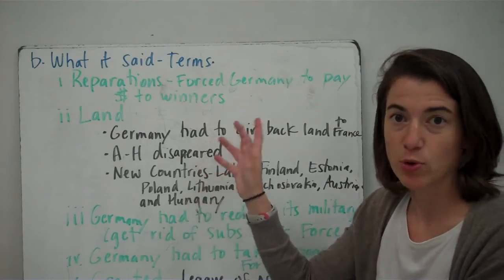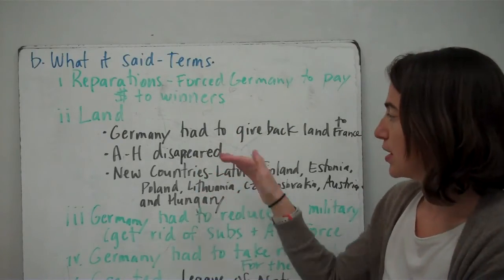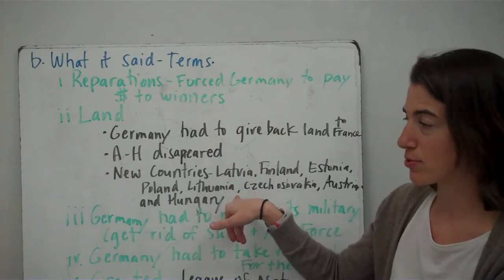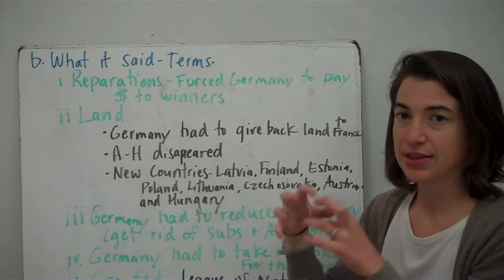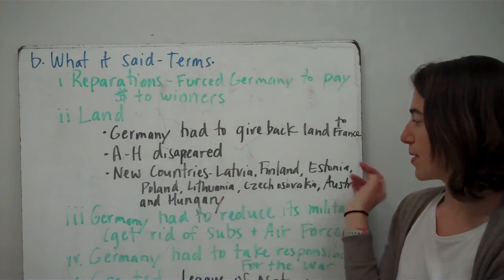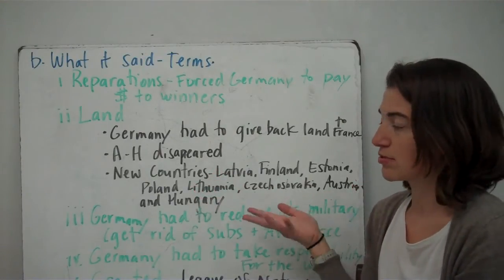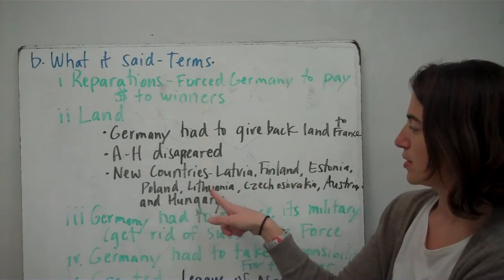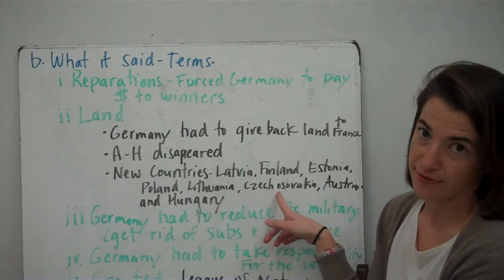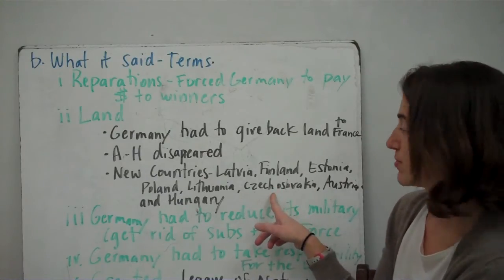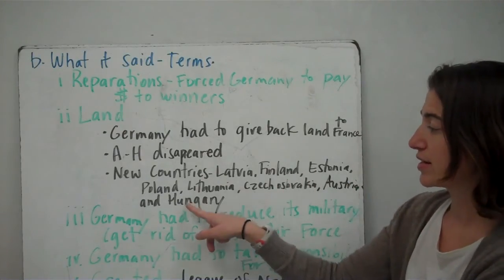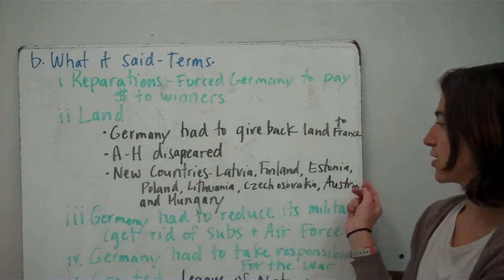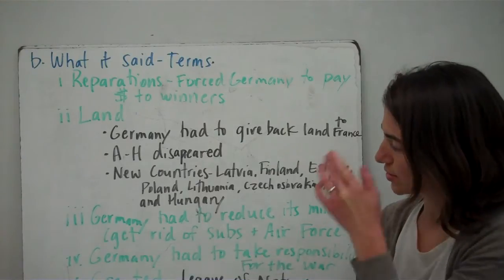Austria-Hungary just disappeared. The whole empire collapsed, and when that disappeared, a bunch of new countries came around, because they took the land that was in Austria-Hungary and divided it up amongst these countries, many of which are still around today, not all of them. That was Latvia, Finland, Estonia, Poland, Lithuania, Czechoslovakia, try to say that a bunch of times fast, Austria and Hungary. So Austria-Hungary, right, no longer exists, but Austria and then a separate country named Hungary exists.